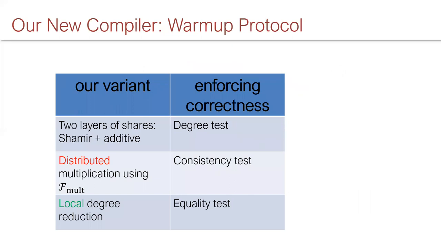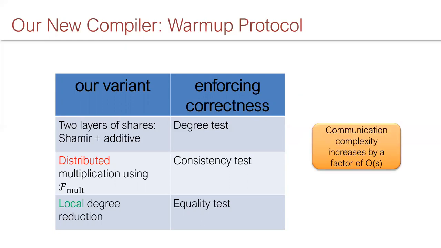The description I gave didn't take care of malicious attacks, where at every phase in the computation, a corrupted party may disturb the computation. To combat these attacks, we use tests that enforce correct behavior. These tests perform batched checks, and their overhead is independent of the circuit size. So far it was a warm-up that corresponds to a variant of BGW. However, this does not give yet the complexity that we want.